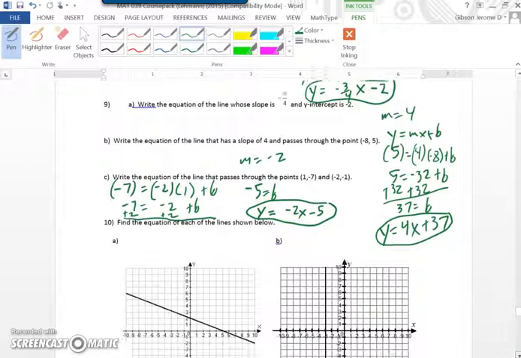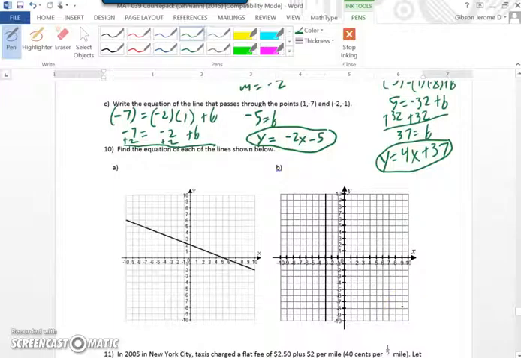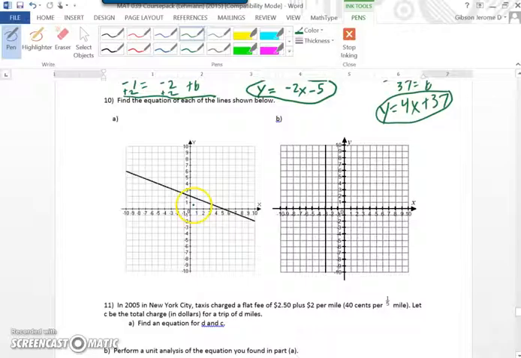Now, we scroll down here to 10a. It says find the equation of each of the lines shown below. Okay, now, the easiest thing to do when we look at these lines is first to find the y-intercept. The y-intercept here is 0, 2. So now we can try and find our rise over run. Since we have an exact point here, we need to find another exact point, which is here.